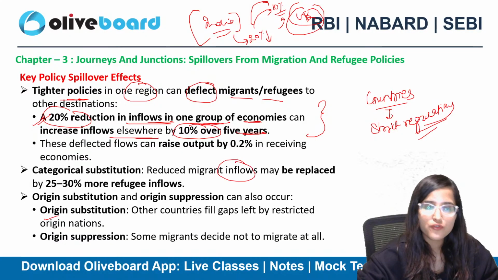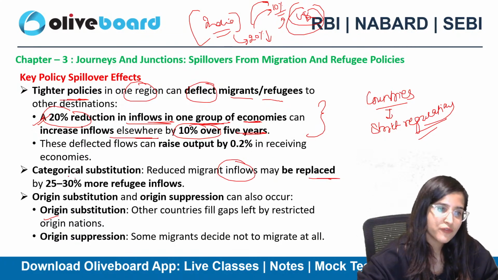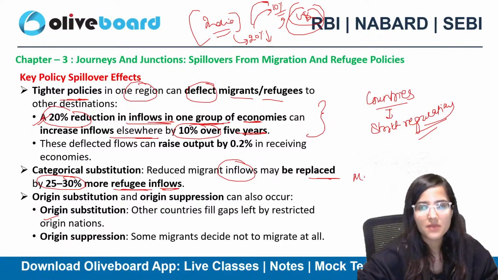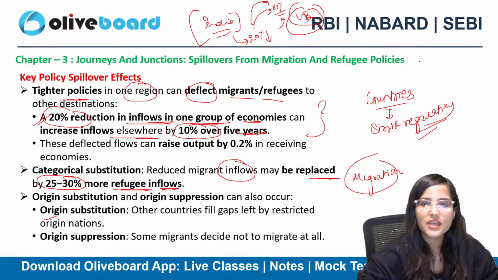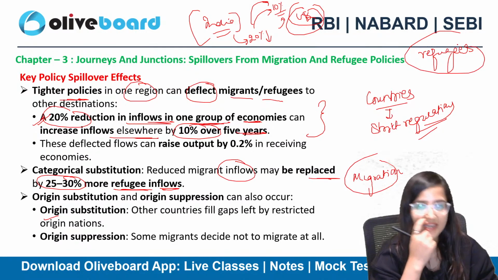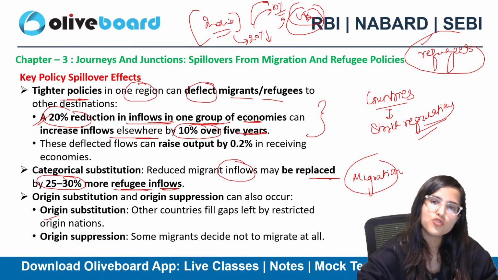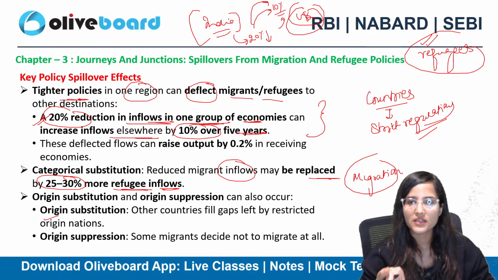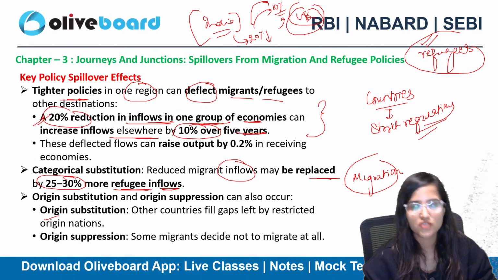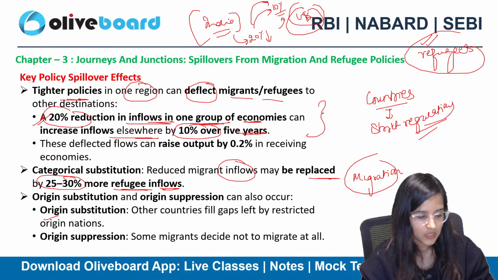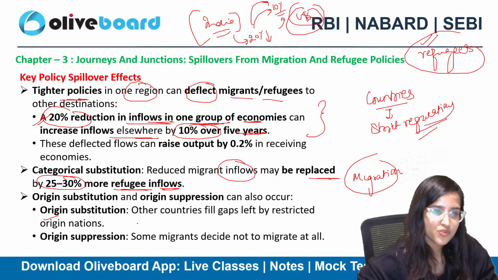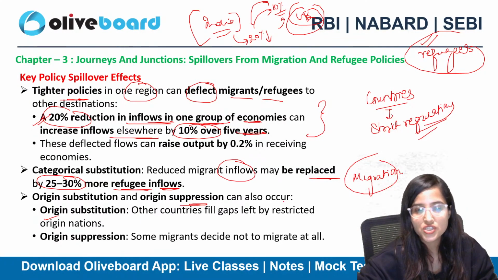Reduced migrant inflows may be replaced by 25 to 30% more refugee inflows. So migration legally कर सकते हैं, लेकिन refugees क्या है, वो तो फिर इलीगल हो गया या फिर किसी असाइलम के लिए रहने आ गए. सो वो चीज रहेगी, कोई हमें रखना नहीं चाहता है. टाइटर पॉलिसीज करोगे तो कोई हमें रखना नहीं चाहेगा, तो हमें कहीं और जाना पड़ेगा, तो वी बिकम रेफ्यूजीज. ठीक है, ये रहेगा. Then there is this concept of origin substitution and origin suppression that can also occur.